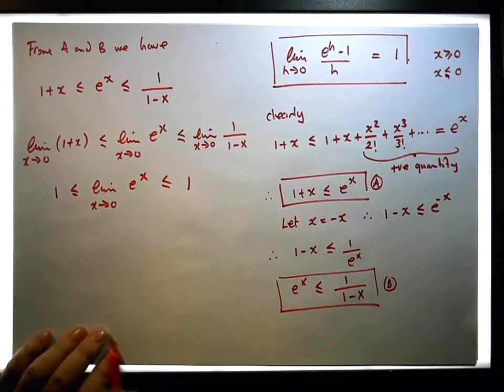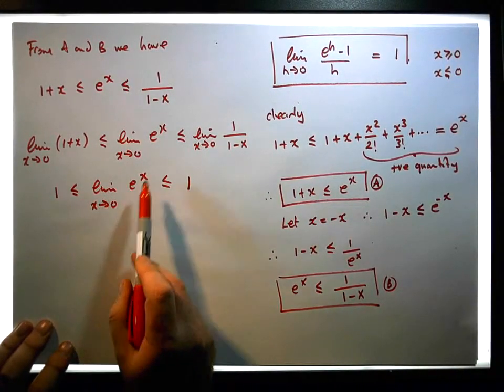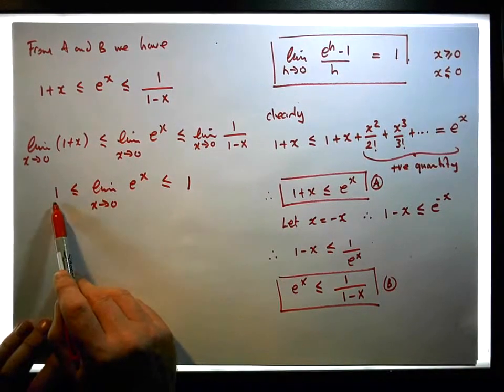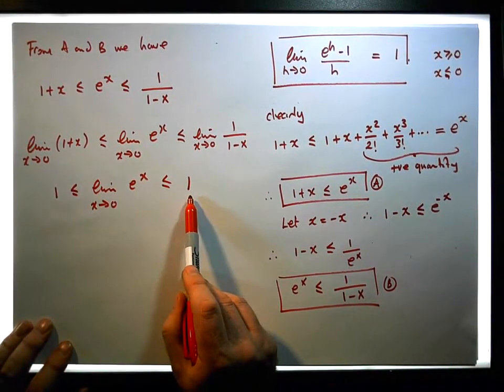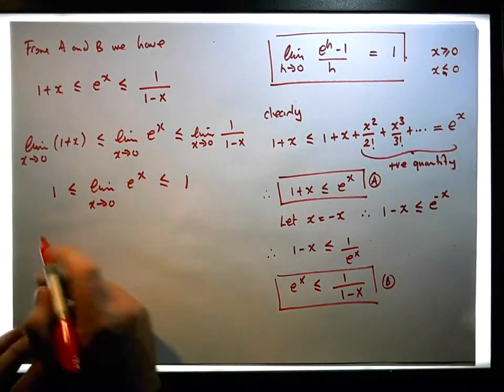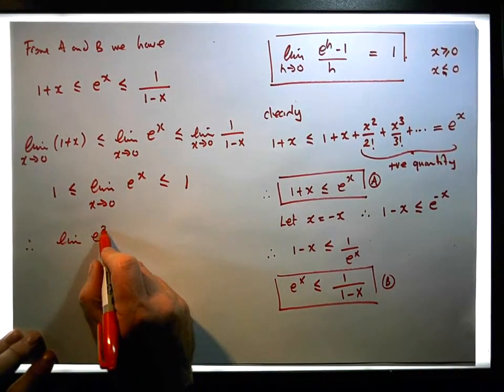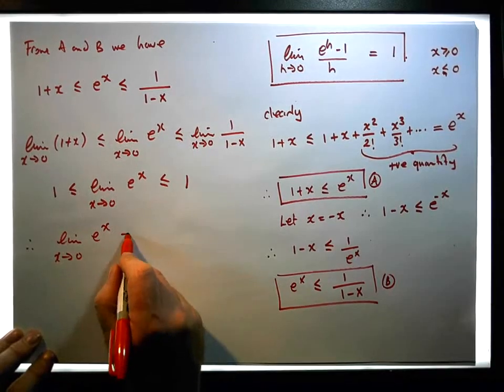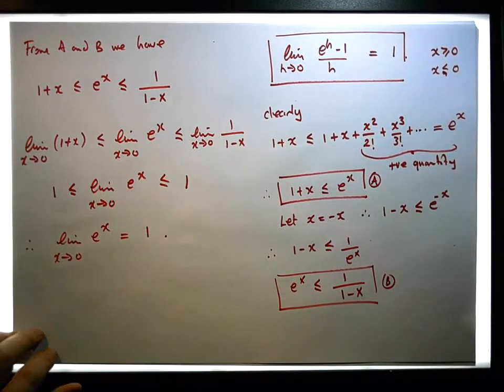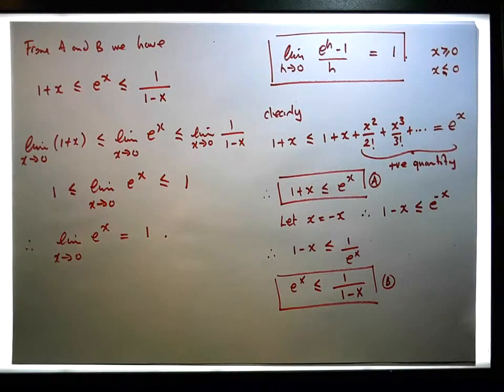So what we now have is that the limit of e to the x as x tends to 0 is greater than or equal to 1, and it's also less than or equal to 1. So therefore, by the sandwich theorem, we must have that e to the x as x tends to 0 must be equal to 1, if that makes sense.